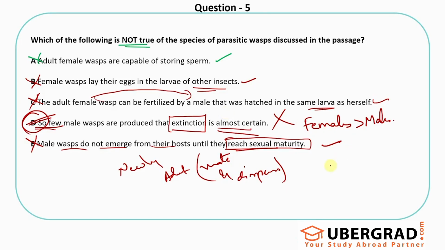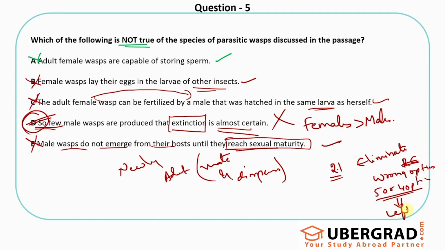As I said, again, step 2.1, eliminate the wrong options. Whenever you do a passage, whenever you practice it, whenever you attempt it in an exam, I would say eliminate the wrong options. At least, if there are 5 or 4 options, eliminate in such a way that you are left with 2. That is the first step you need to do.